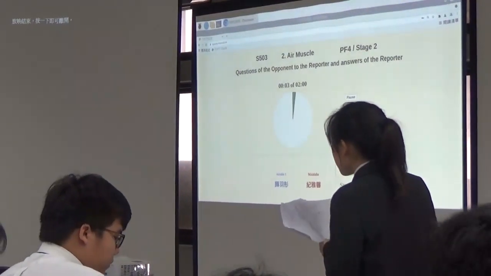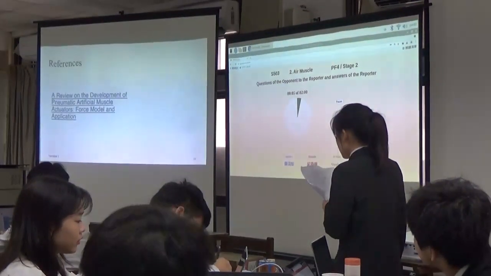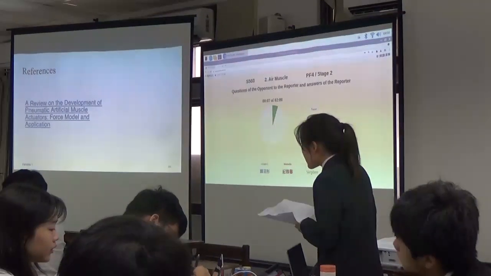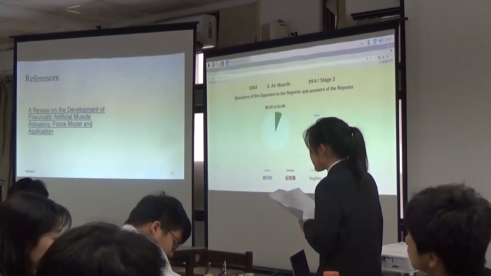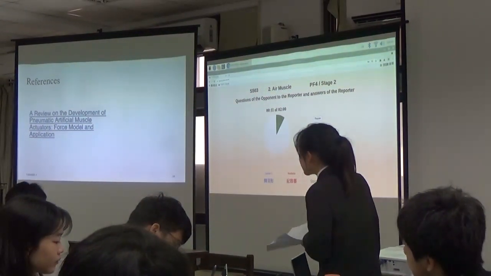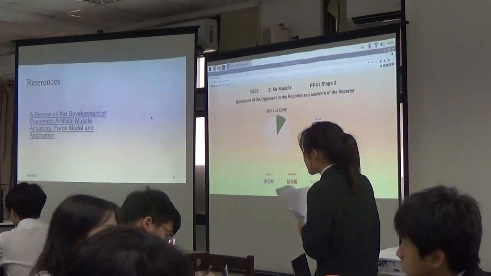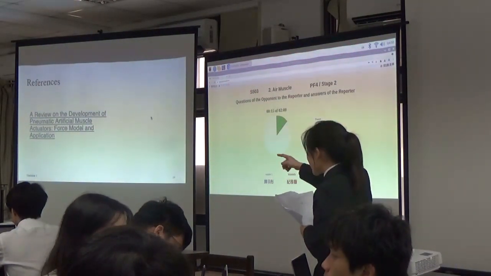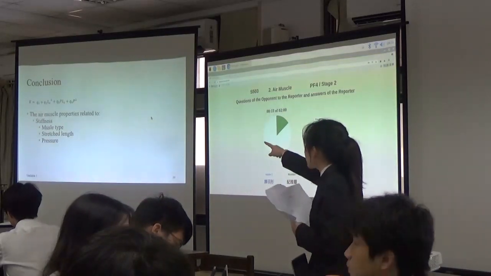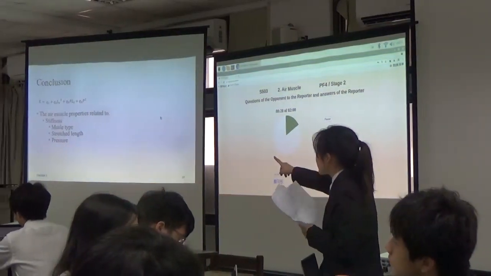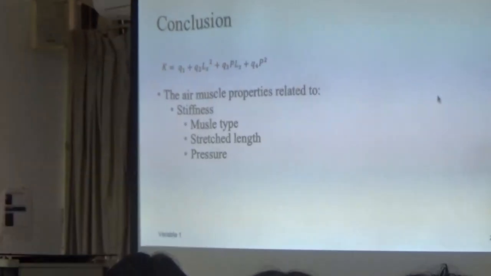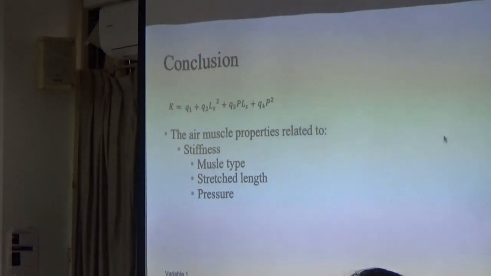Near the conclusion page, you mentioned that there are three factors that affect the stiffness: the muscle type, the stretch length, and the pressure. However, did you quantify it? What do you mean, quantify?